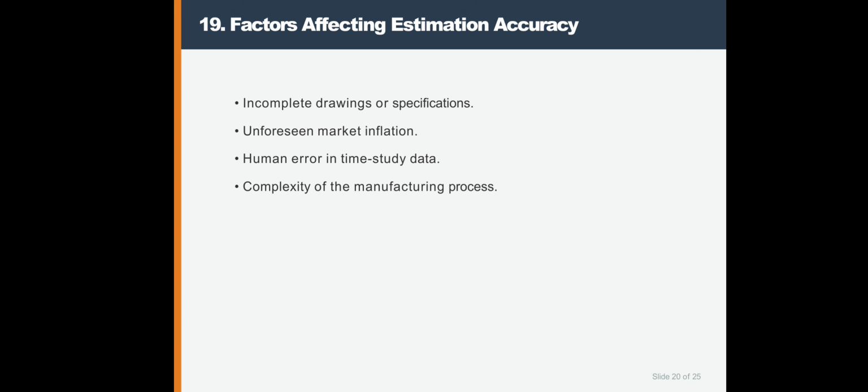Factors affecting estimation accuracy are incomplete drawings or specifications, unforeseen market inflation, human error in time study data, and complexity of the manufacturing process. These are the factors affecting estimation accuracy.